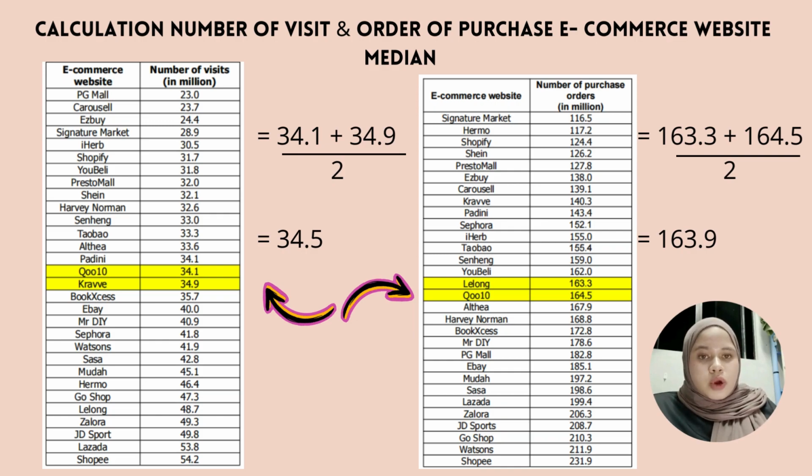And we get 34.5. Next, for the number of purchase orders, it's the same process as the number of visits. We find that Lelong and QOO10 are the midpoint of the number of purchase orders. So the points are 163.3 and 164.5, and we divide them by 2 and get 163.9 million.